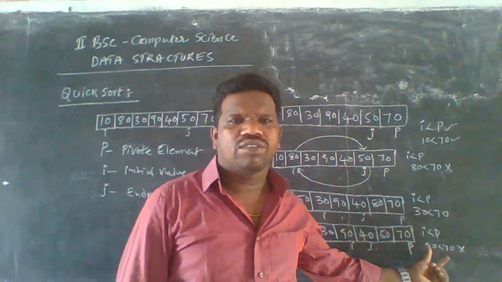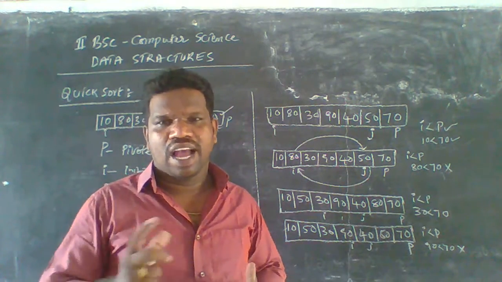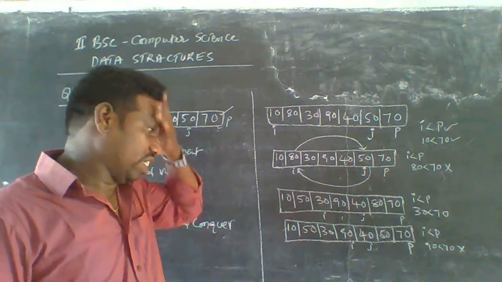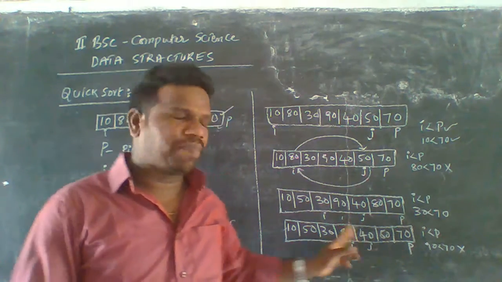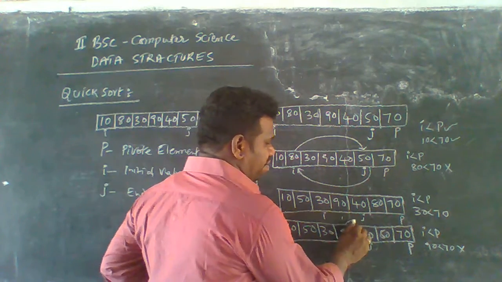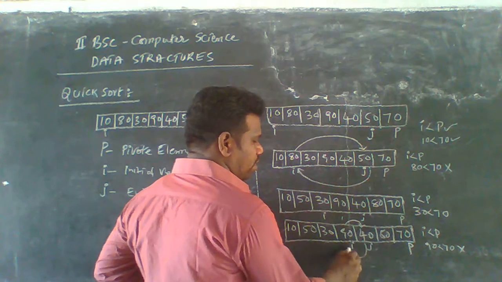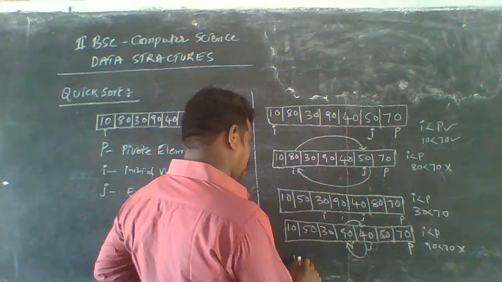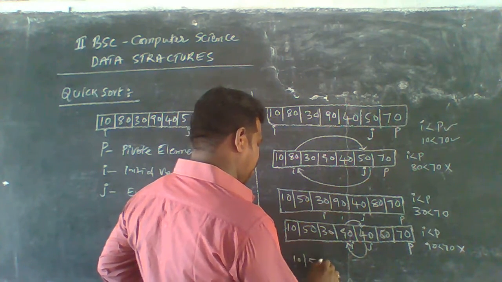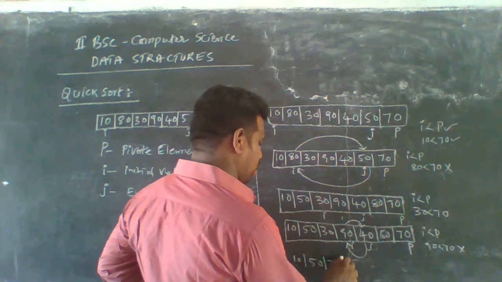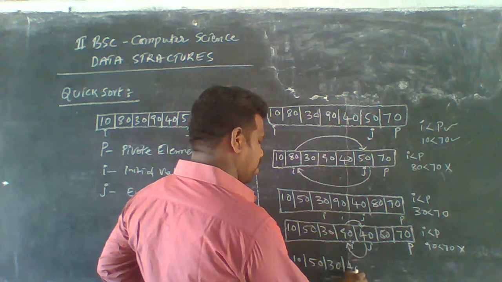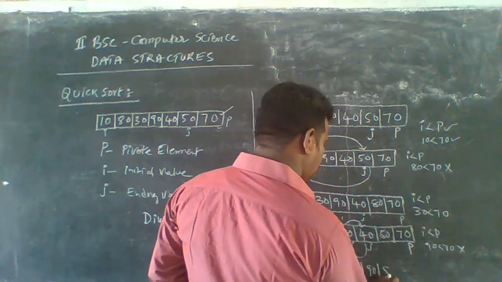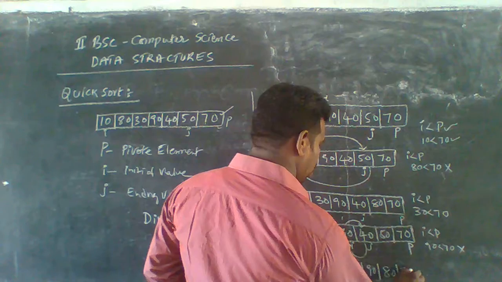Whenever the condition is false, we have to swap the values here from i to j, j to i. So for that purpose we have to change these values from i to j here. This value will be placed here and this will be placed here. Then the sequence will be 10, 50, 30 and 40 will be placed here, and 90 will be placed here, and 80 and 70.